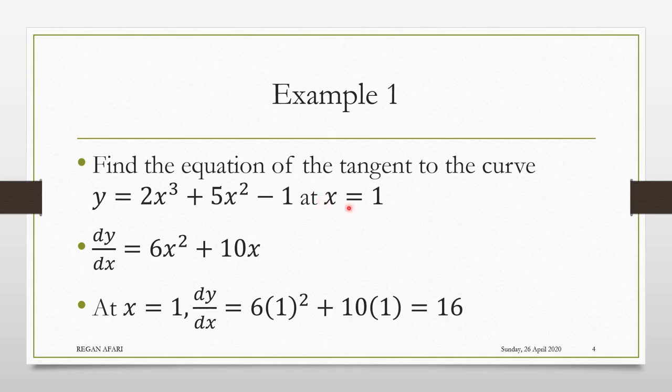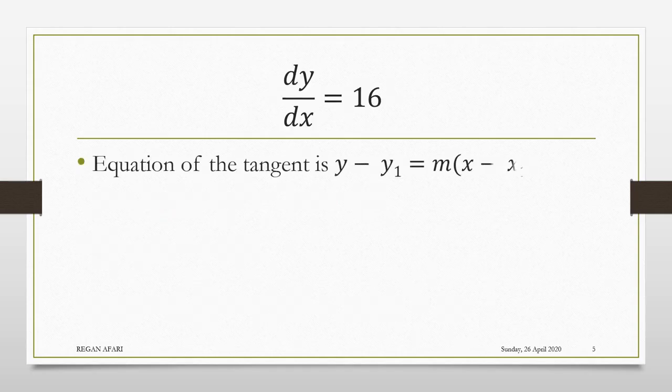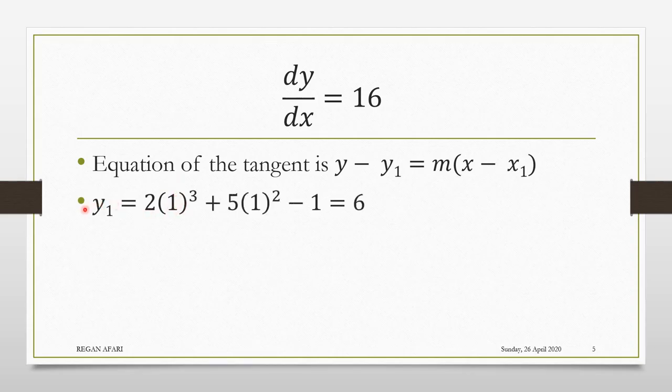I told you we need three things. We need the x value, we need the gradient, and then we need the y value. So to find the y value, we will put the value of x into the curve. So let's do that. We put the value of x, which is 1, into the curve, and then we get the y value to be 6. So our job is basically done.